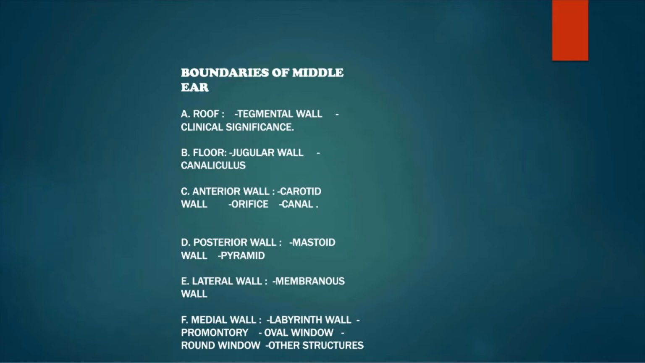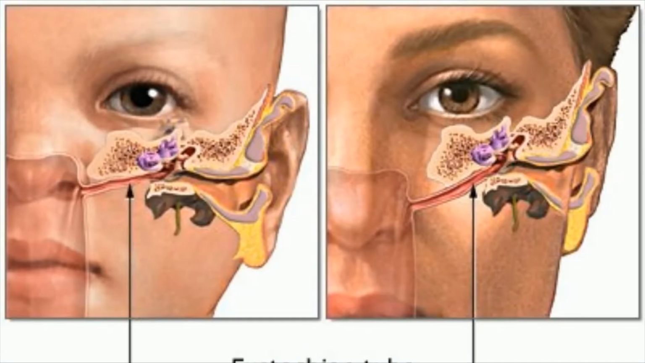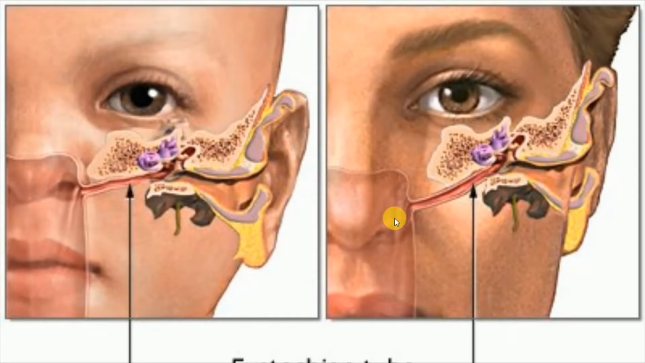From here the eustachian tube enters. Now what is the eustachian tube? It has many names. It is also called the auditory tube. It is also called the pharyngotympanic tube. Now in this diagram we can see here this is the eustachian tube. Here it's a bit more elaborated.